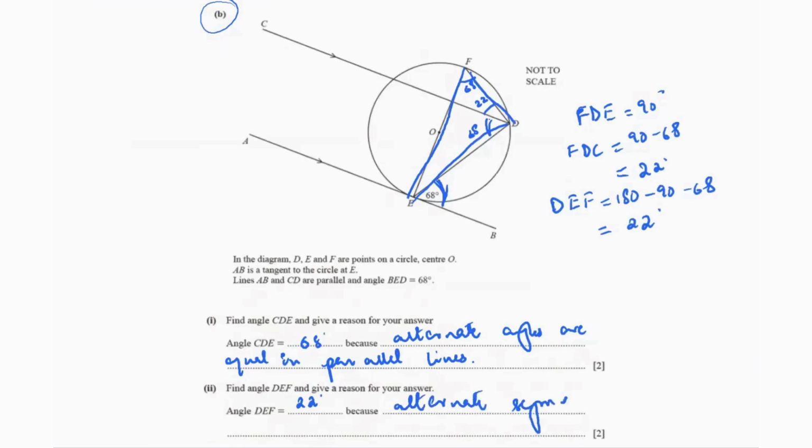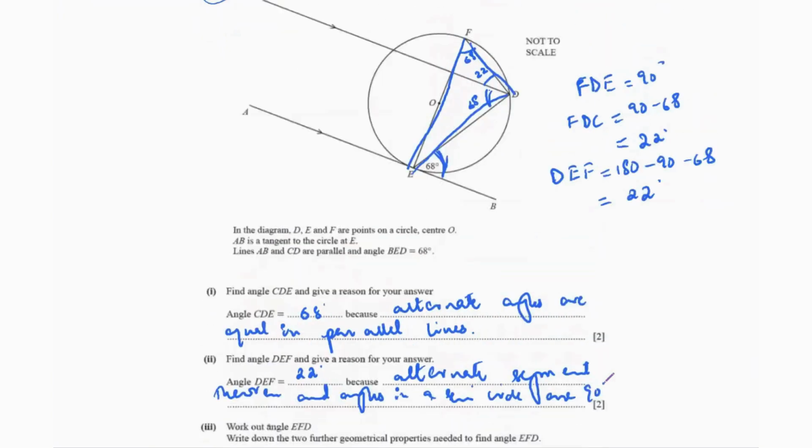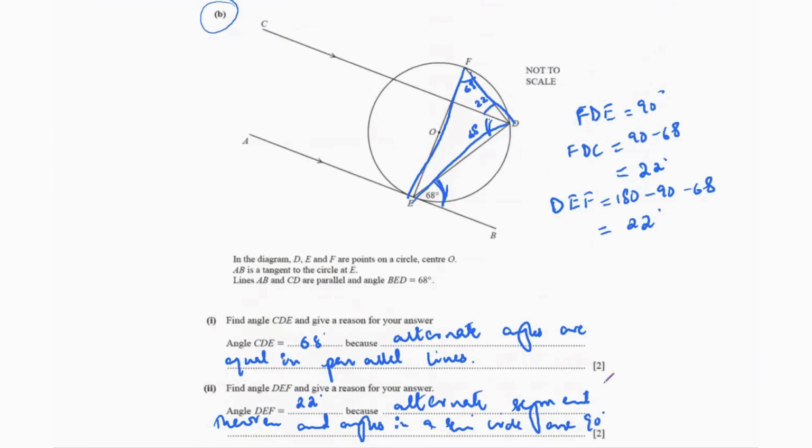Alternate segment theorem, and angles in a semicircle are 90 degrees. That's your answer. And work out EFD. EFD, 68.